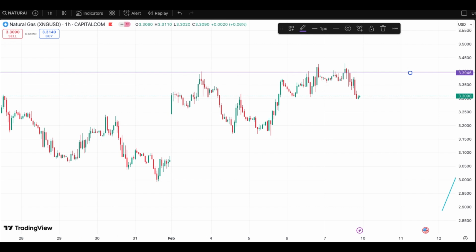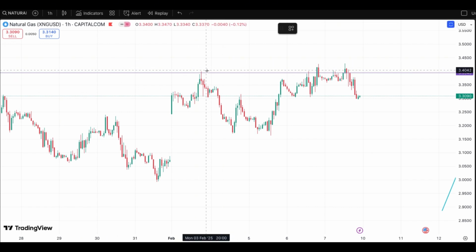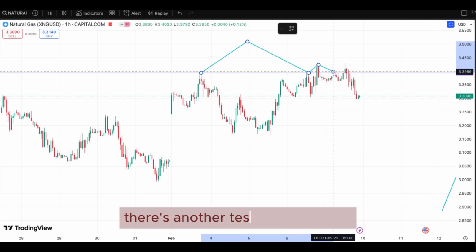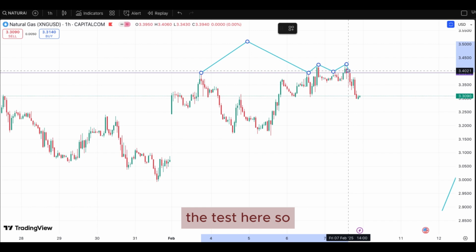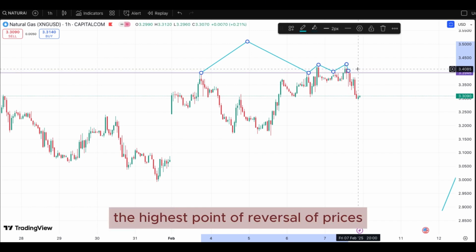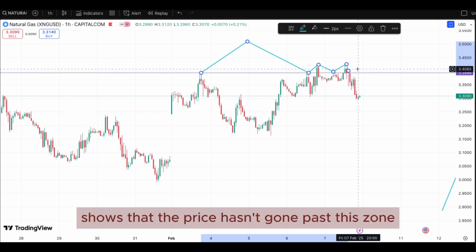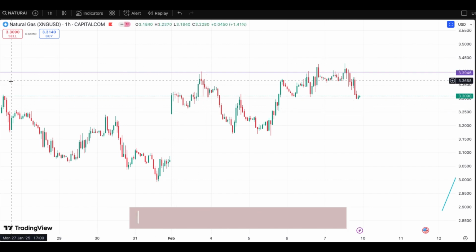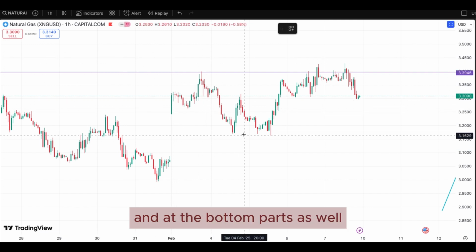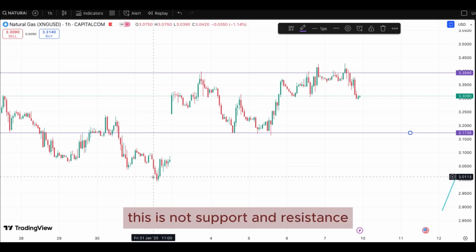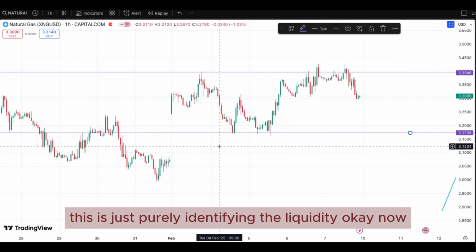Okay, you can see from this point there's another test here, another test here, and another test here. So you can see that the highest point of reversal of prices shows that the price hasn't gone past this zone since the beginning of February, right? And at the bottom part as well, this is the liquidity part. This is not support and resistance. This is purely identifying the liquidity.